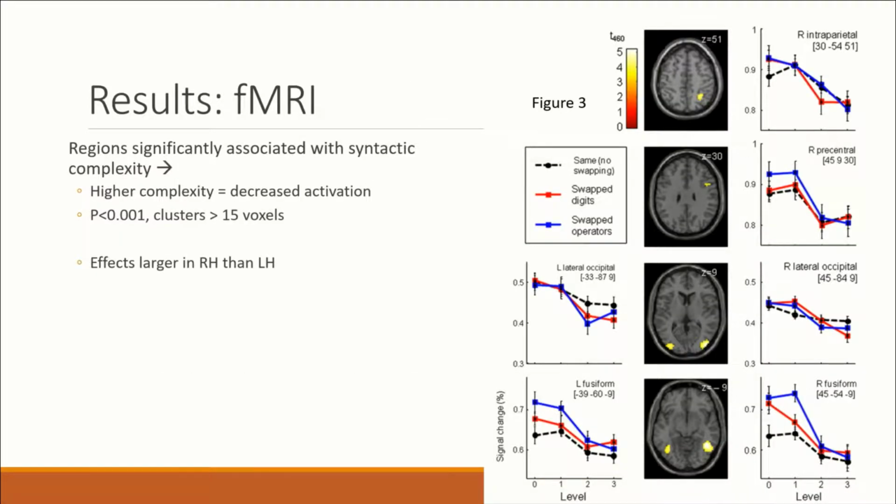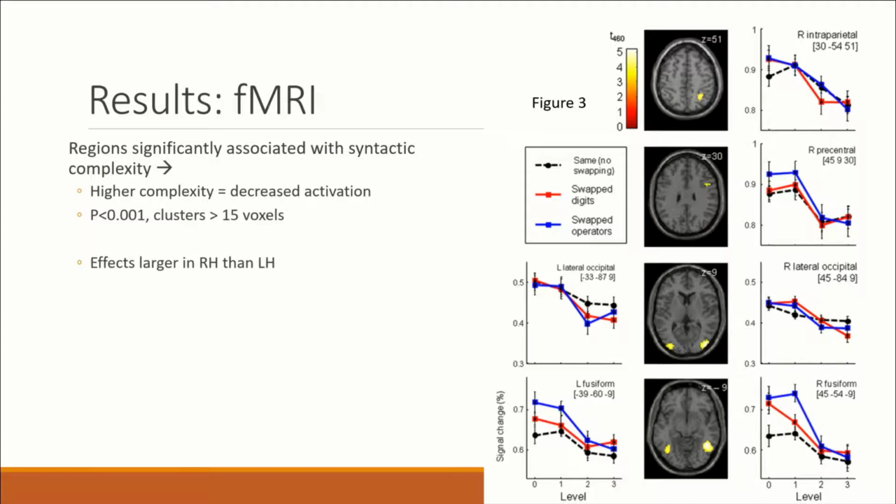Alright, let's dig into some brain figures. Now, figure 3 from the paper, shown on the right of the slide, shows the brain regions significantly affected by syntactic complexity. They observed that higher syntactic complexity was actually associated with decreased activation in these areas, and the areas represented here are the left lateral occipital cortex, the left fusiform cortex, and then the right intraparietal, right precentral, right lateral occipital, and right fusiform cortex.